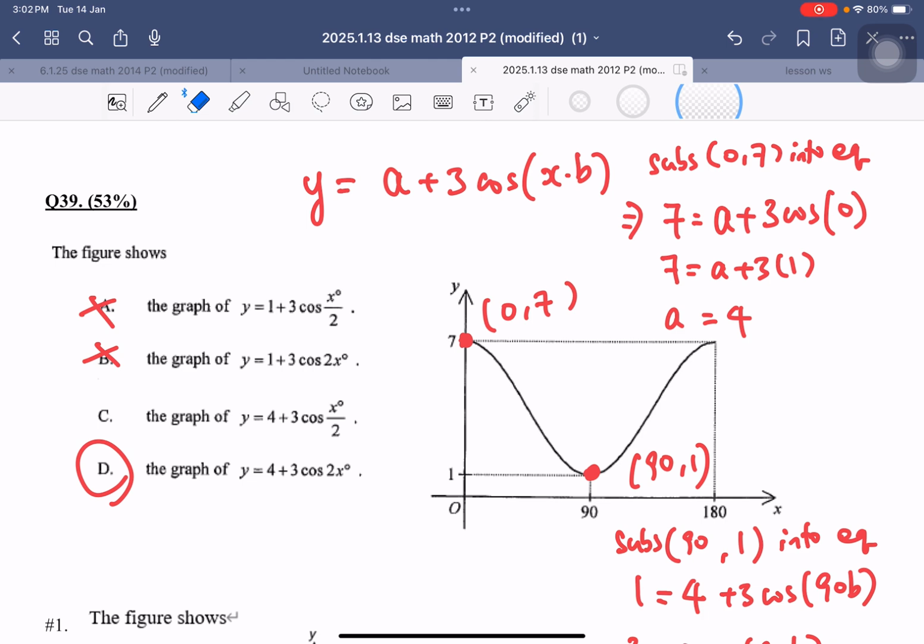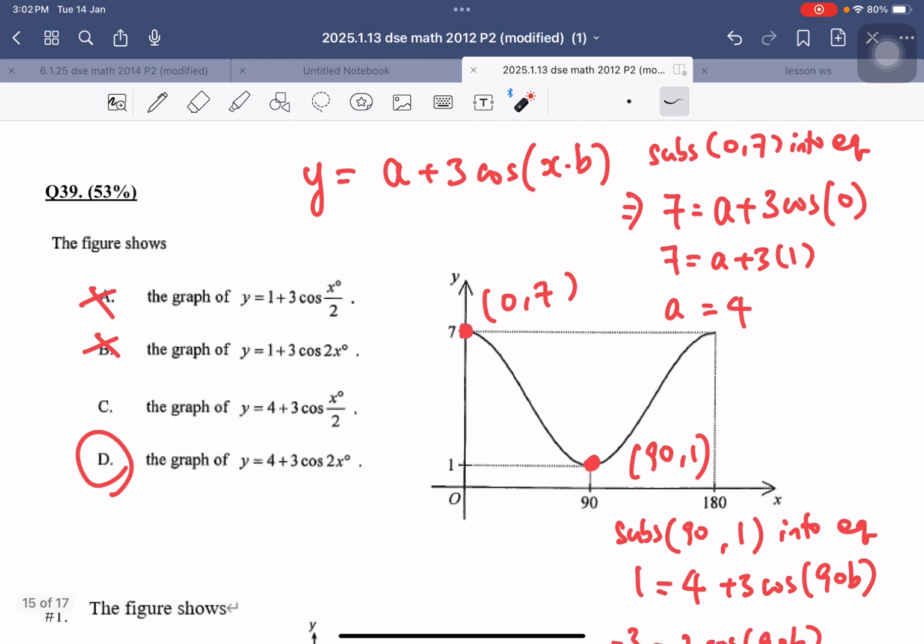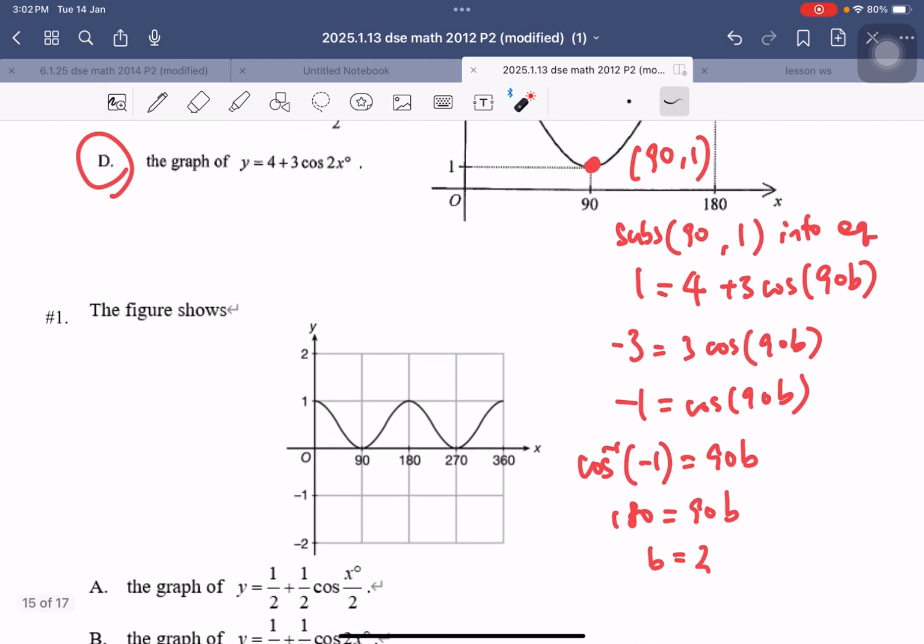And Zhuangwu, listen to me. You're still using some very weird method, huh? The method I didn't teach you. Not okay. So, where did 2x come from? Graph of y equals 4 plus 3 cosine 2x. That's the answer. Because from here I solve the equation: 1 minus 4 gives you negative 3, and then negative 3 divided by 3 gives you negative 1. You don't want a cosine, so you get a shift cosine. Shift cosine of negative 1 gives you 180. 180 divided by 90 giving you 2.